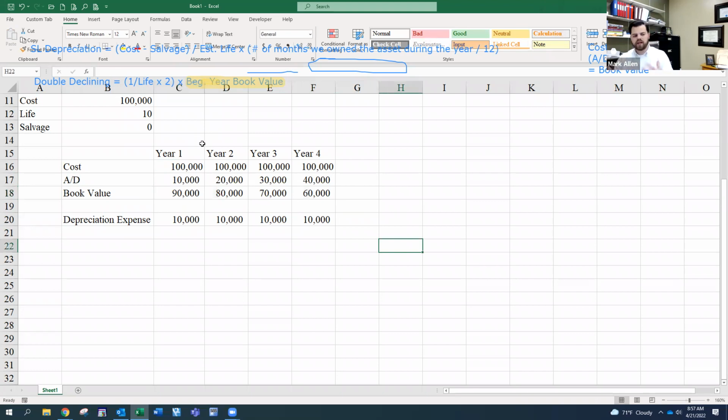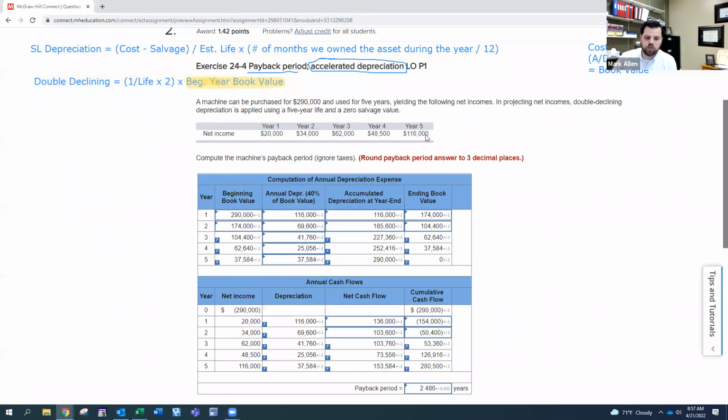So with all of that kind of recapped in mind, because I know for a lot of us, it may have been a minute since we did anything with depreciation, we can go ahead and hop back over to our actual problem and see how it works with these facts and with double declining balance. So in this case, the machine will be purchased for $290, used for 5 years, yields the following net incomes. And projecting net incomes, double declining depreciation is applied.